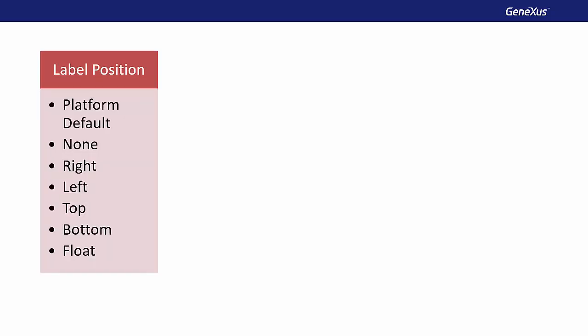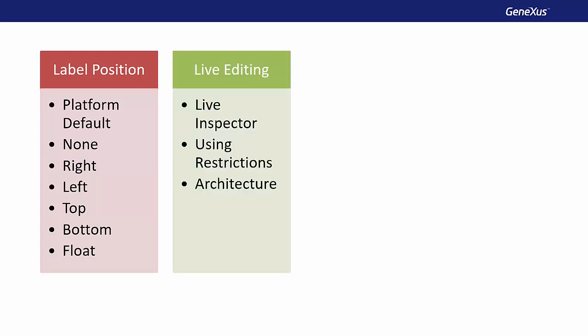Let's review everything we've seen in this video. We saw the various options for label position: platform default, none, right, left, top, bottom, and float. The last one is only used in edit mode. We've learned how to use live editing, using the Live Inspector tool, and we talked about the restrictions for its use and the architecture of this tool.